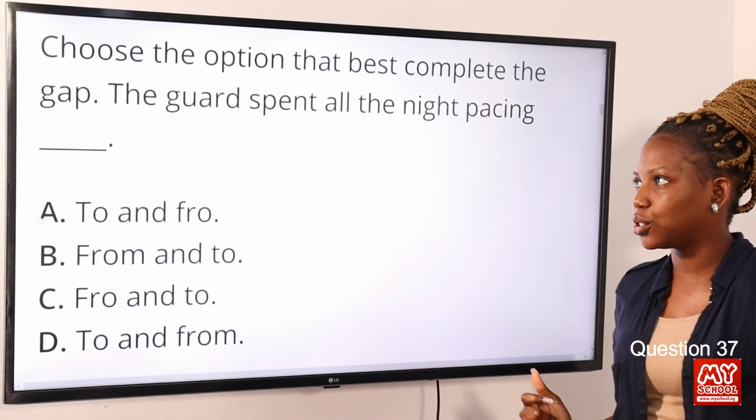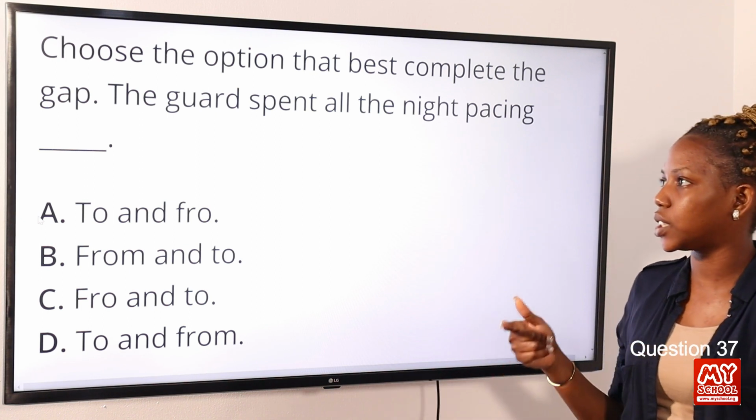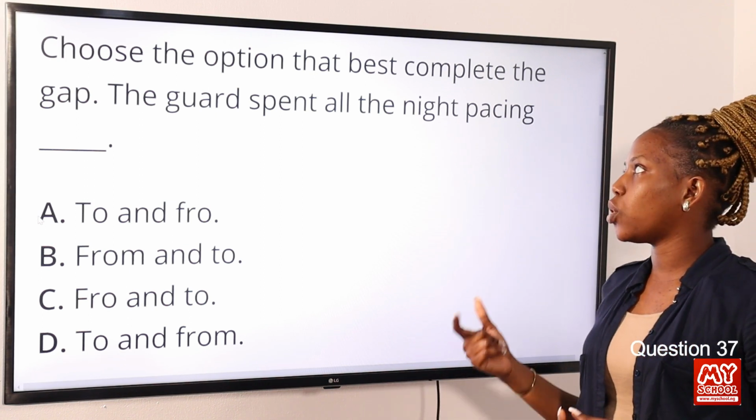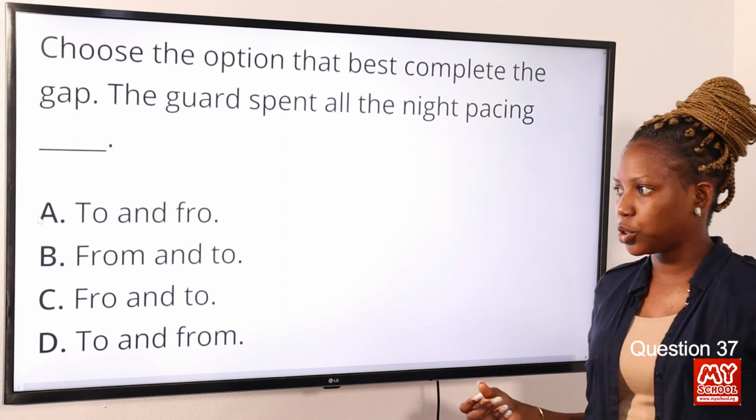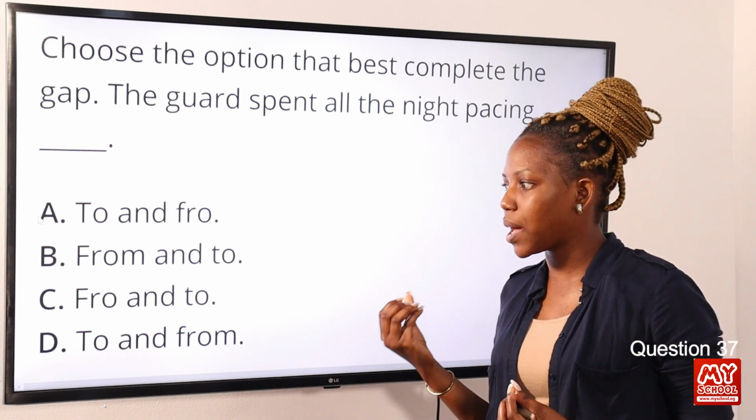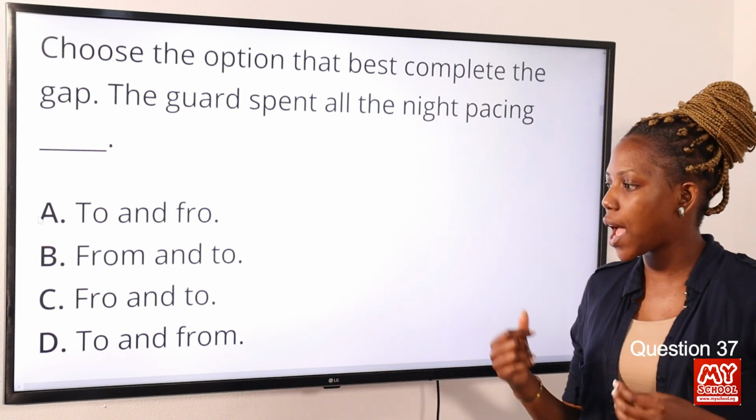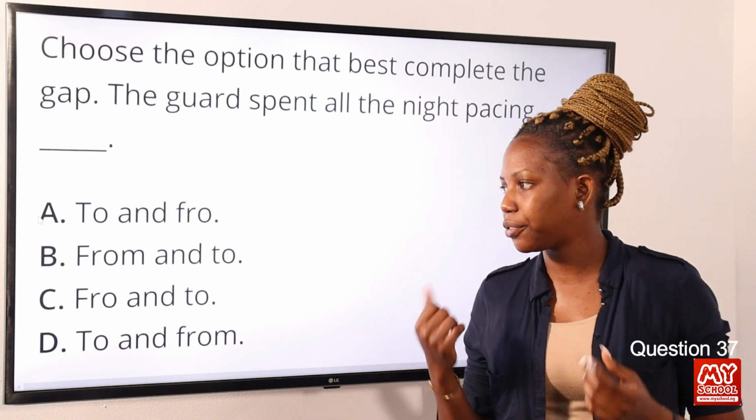Question 37. Choose the option that best completes the gap. The guard spent all the night pacing dash. Option A, to and fro. Option B, from and to. Option C, fro and to. Option D, to and from.